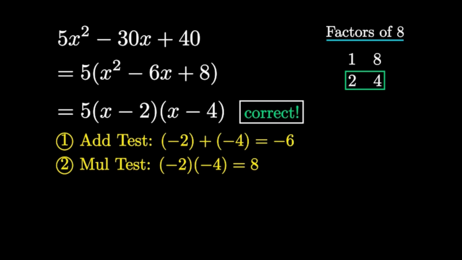This is correct. So to answer the question, we'll say that 5x squared minus 30x plus 40 factors into 5 times x minus 2 times x minus 4.